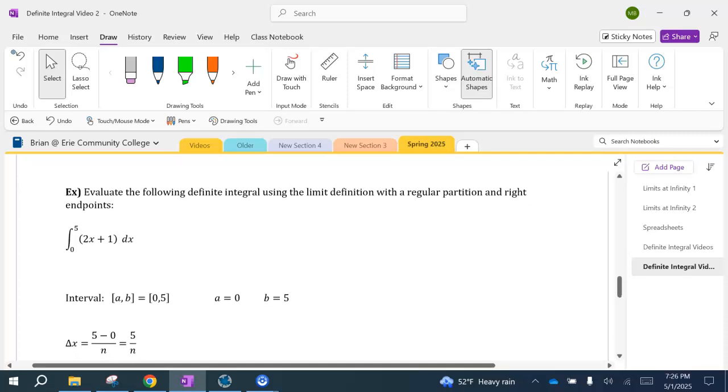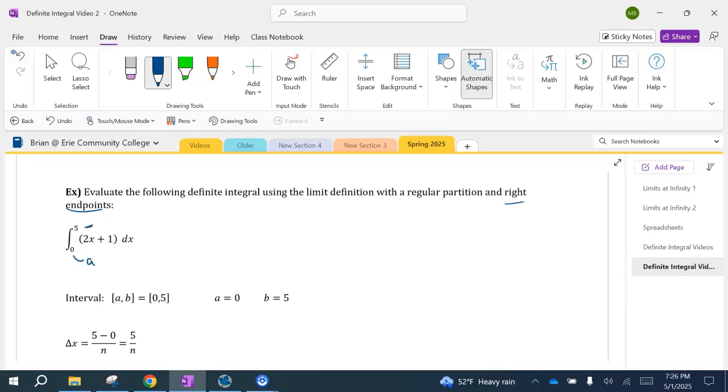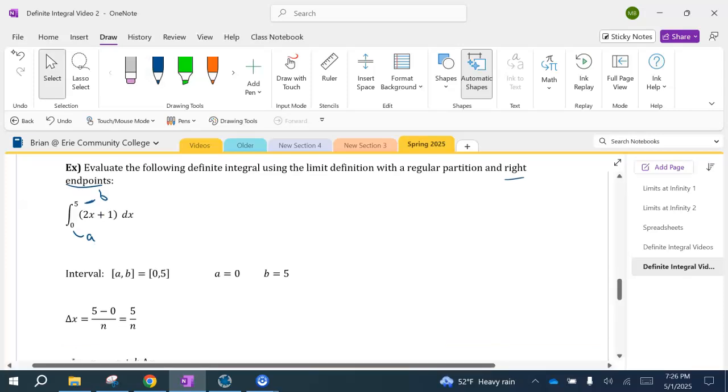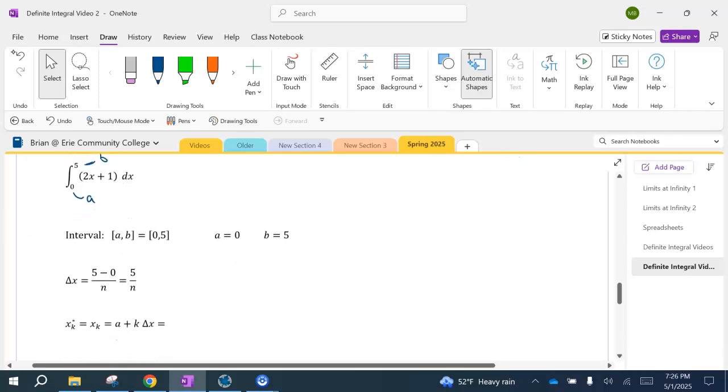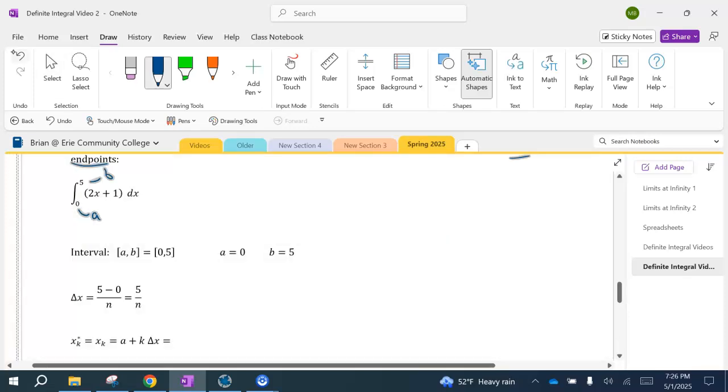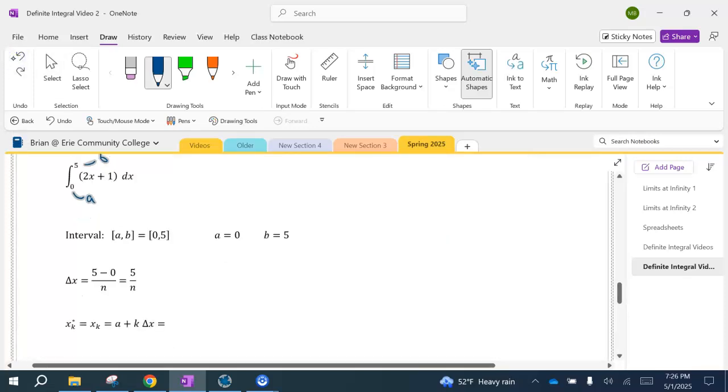So now what we're going to do is evaluate the following definite integral. We're going to use a regular partition and we're going to use right endpoints. Now notice we're given the lower endpoint is 0, so that's a. The upper endpoint or limit of integration is b, so b is 5. So again, a is 0, b is 5. The width of our subintervals is going to be b minus a, so that's 5 minus 0 divided by n. So delta x is 5 over n.